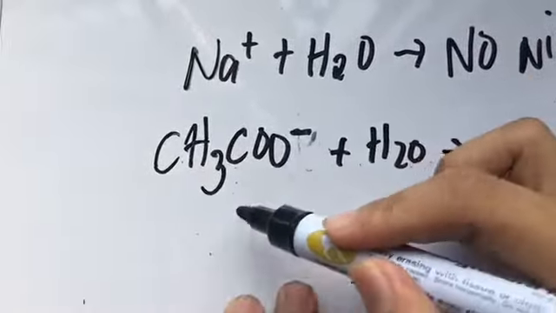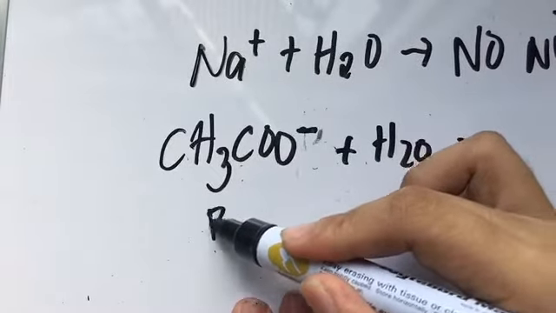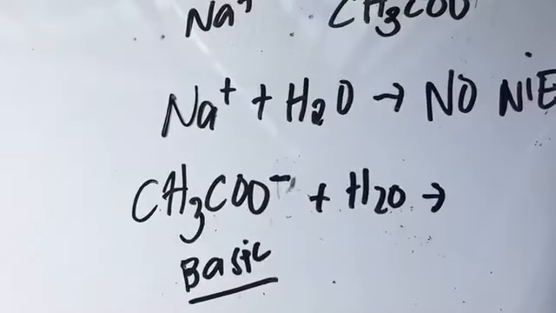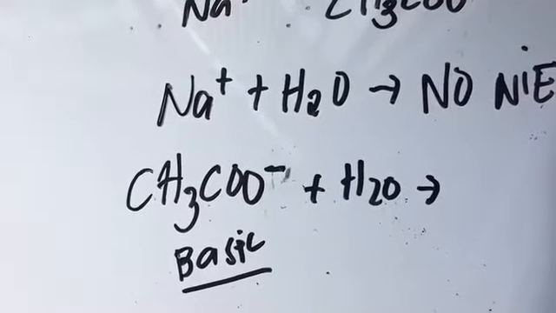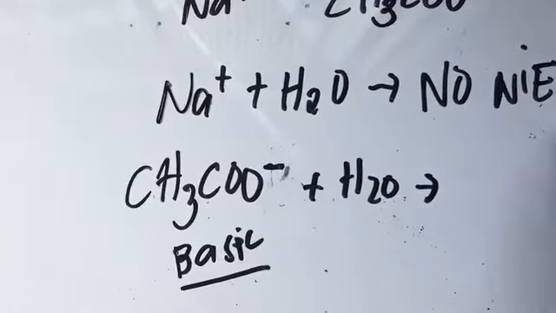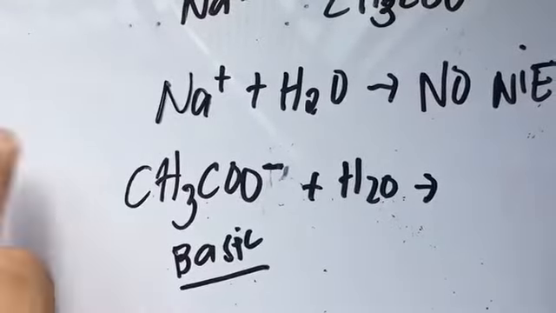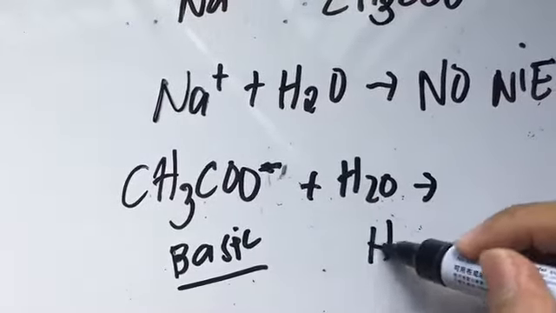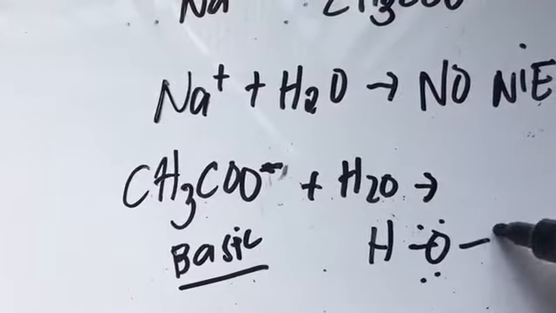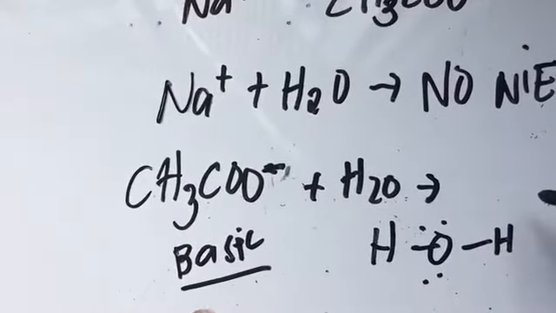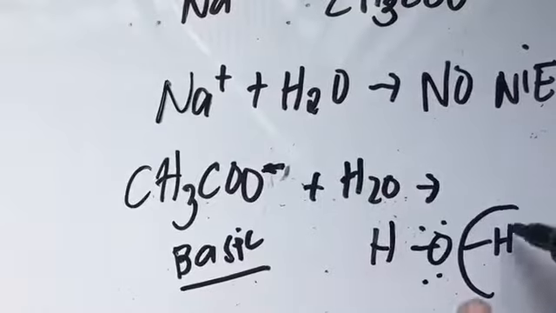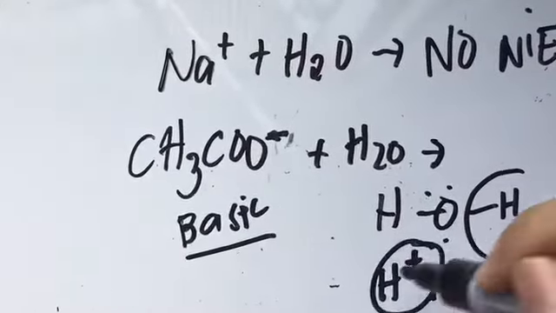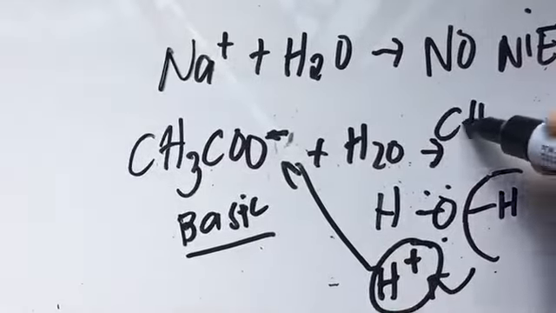So ibig sabihin it is base. Basic siya, 'di ba? Basic. And base, according to Bronsted-Lowry, is a proton acceptor. So, pwede siyang mag-accept ng proton coming from water. Kasi ang water is ganyan, di ba? So, pwede siyang mag-accept ng proton dito. Tapos, i-combine niya dito para maging acetic acid.